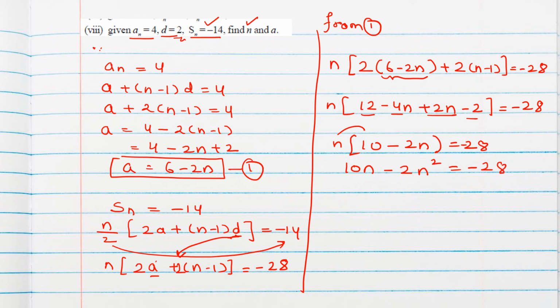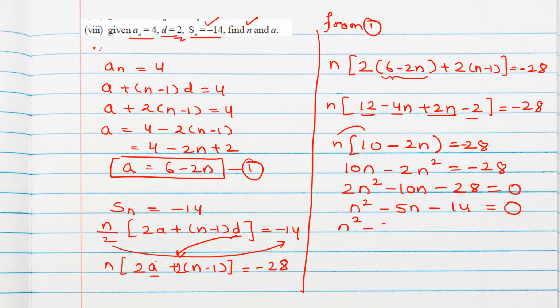So rearrange the terms, we get one quadratic equation: 2n square minus 10n minus 28 equal to 0. See, all these coefficients are multiples of 2, so we can divide by 2: n square minus 5n minus 14. So the product should be minus 14 and the sum should be minus 5. So 7 twos are 14 and 7 minus 2 is 5.